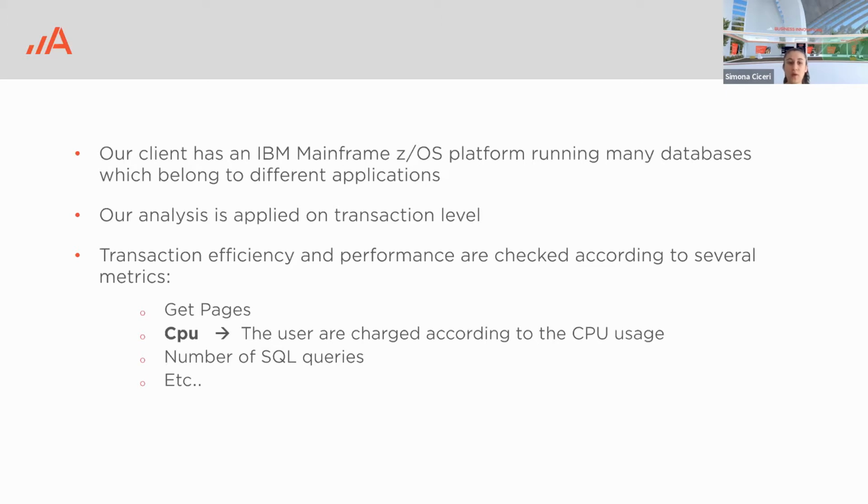The data we are working on are relative to resource usage and performance of each one of the transactions. The main metrics used are, for instance, the get page ratio, the number of SQL queries, or the CPU consumption. And in particular, among these metrics, the most important one is the latter, the CPU. Indeed, the app owners are being charged based on CPU usage.